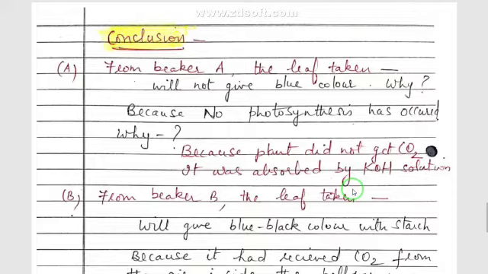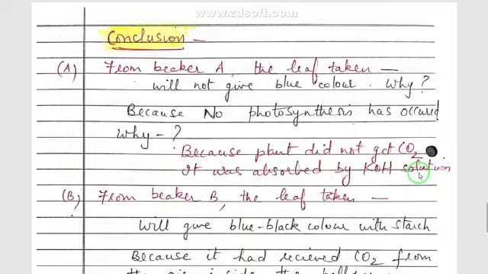So what is the conclusion drawn? The conclusion is this. First, from bell jar A, the leaf taken will not give blue color. Why? Because no photosynthesis has occurred. Why no photosynthesis has occurred? Because the plant did not get CO2 or carbon dioxide. Why? Because it was absorbed by the KOH solution which was kept in a container in bell jar A. That KOH solution absorbs the carbon dioxide.